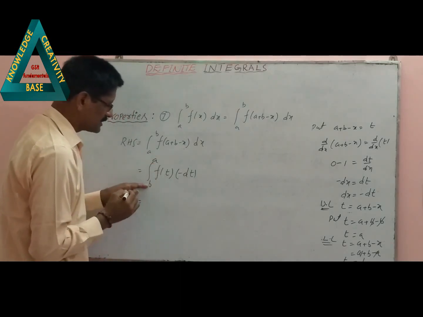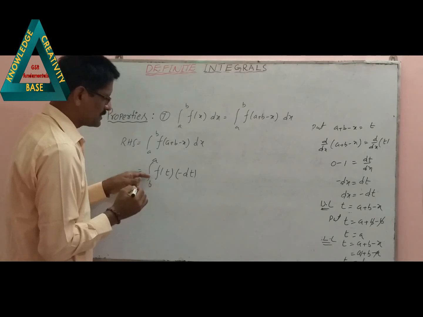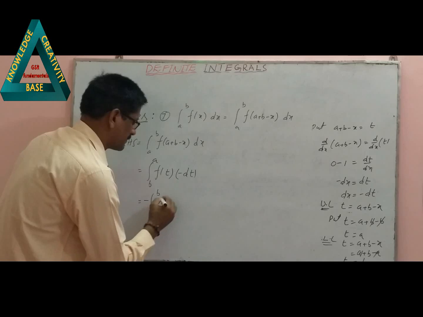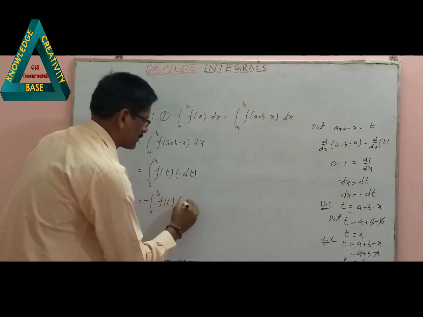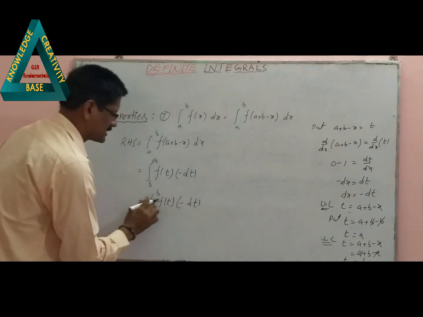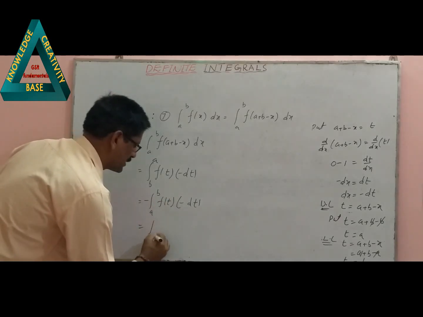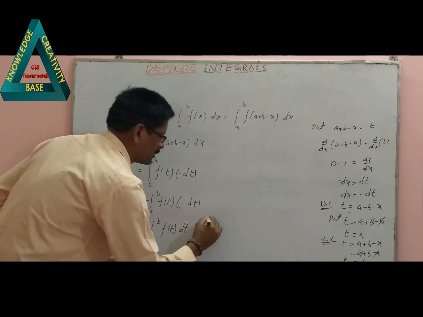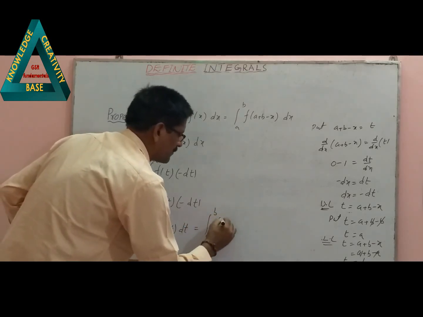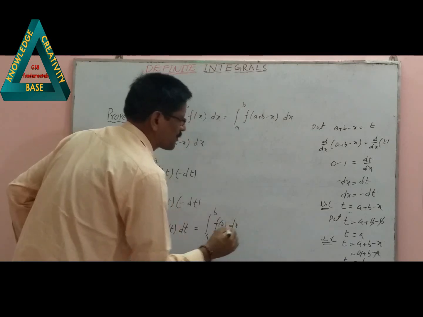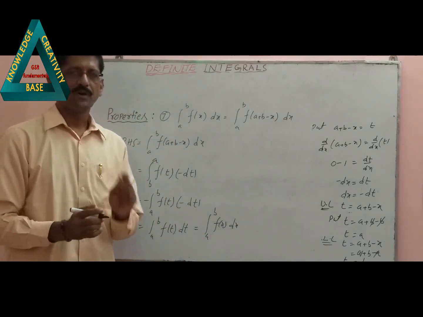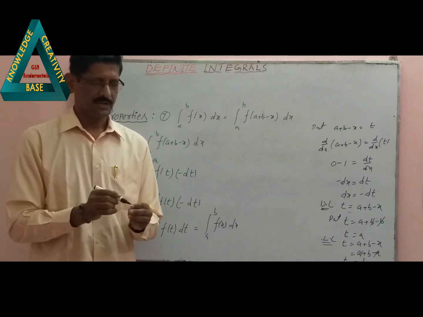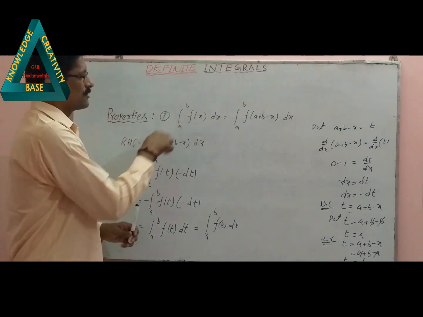So interchanging the limits, that becomes a to b. That means integral a to b, minus, f of t into minus dt. Here minus into minus is plus. That equals integral a to b f of t dt, which equals integral a to b f of x dx. This is property number 1. Property 1 says that integral a to b f of x dx is equal to integral a to b f of t dt. Hence RHS is equal to LHS.